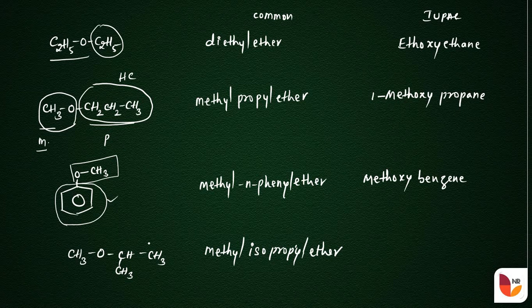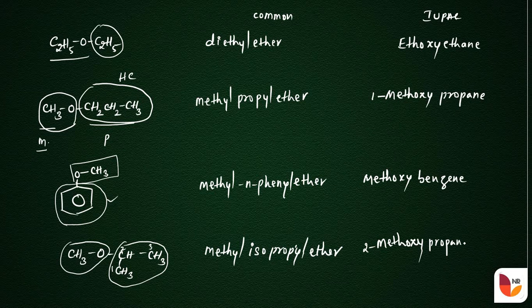In the IUPAC system, first select the hydrocarbon part. The hydrocarbon part is the propyl group, and the alkoxy group is the methoxy group. So it is methoxy, and here it is not normal propane. The oxygen atom is attached to the second carbon, numbered 1, 2, 3, so the molecule is represented as 2-methoxy propane. So this is the nomenclature for the ethers.